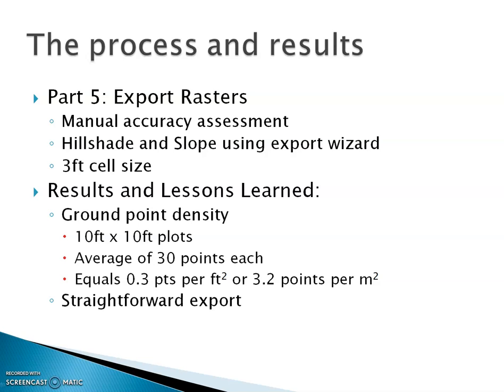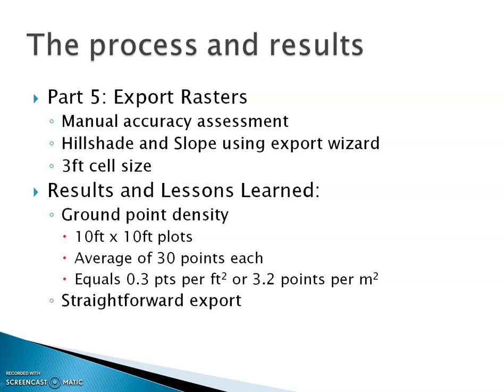In order to complete the look of a topographic map that I was going for, I needed to create slope and hillshade rasters. I first did a manual assessment of the ground points to determine what cell size I should use. The LAS file metadata already assured me that 2.5 foot cell size would be appropriate, but I wanted to verify this. I zoomed in until I could see individual points spaced apart. I drew a simple 10 foot by 10 foot box and counted the points within.